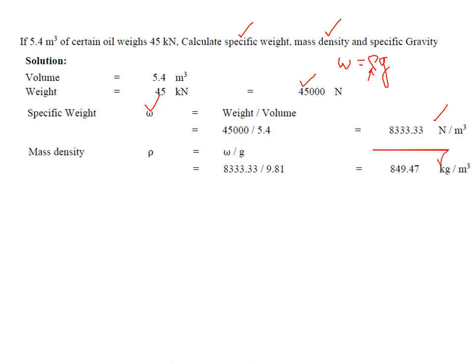That's what I told you in the concepts: whenever you substitute the units in Newton, meter and seconds, you will get the units for mass density as kg per meter cube.